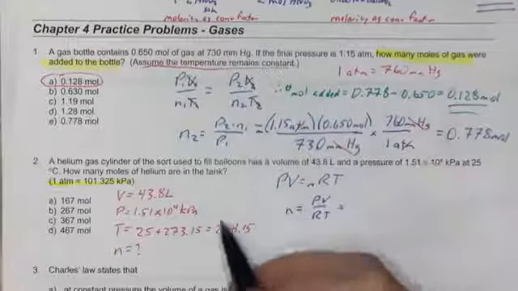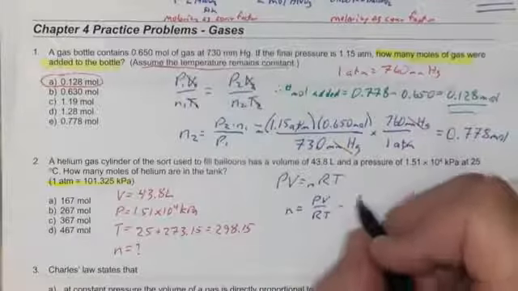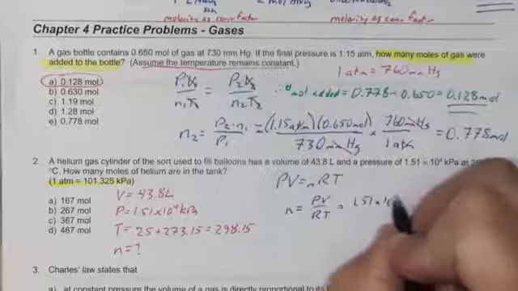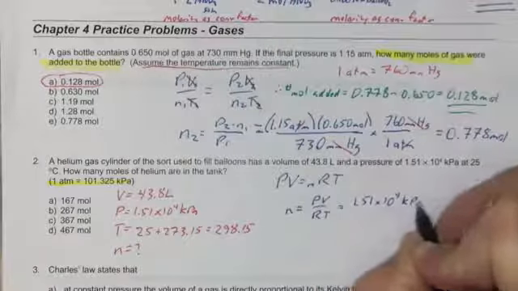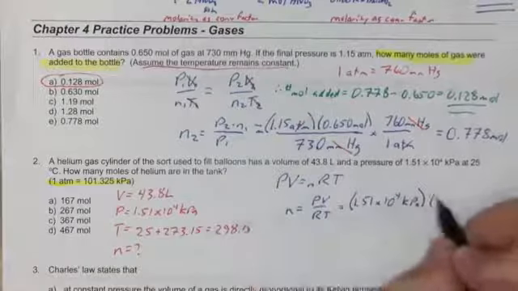Now we can plug those in. Notice, P is in kilopascals. Now I'll go ahead and write this: 1.51 times 10 to the power of 4 kilopascals times the volume. The volume is 43.8 liters.